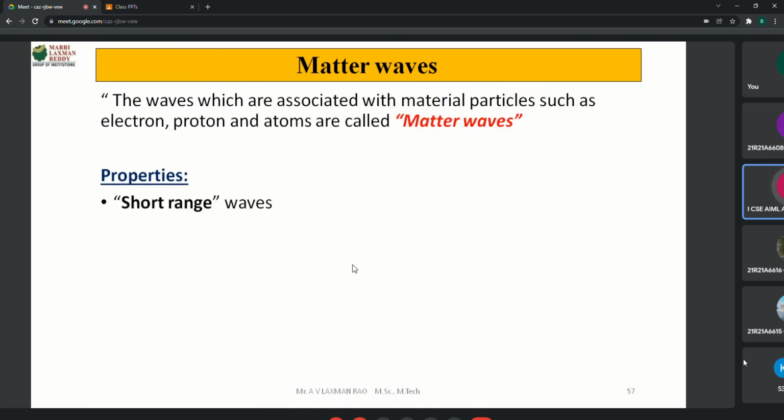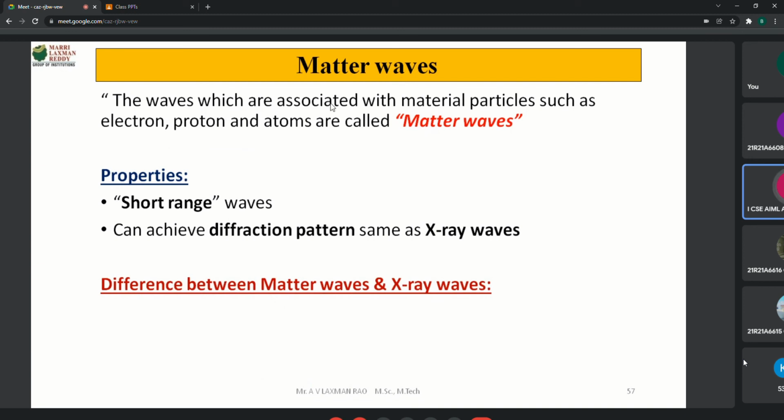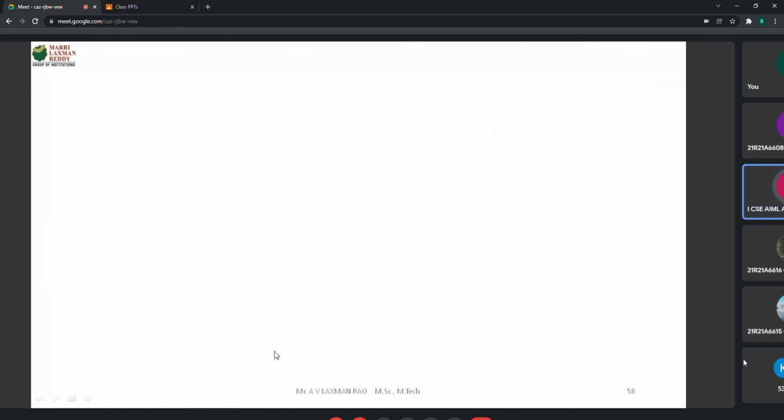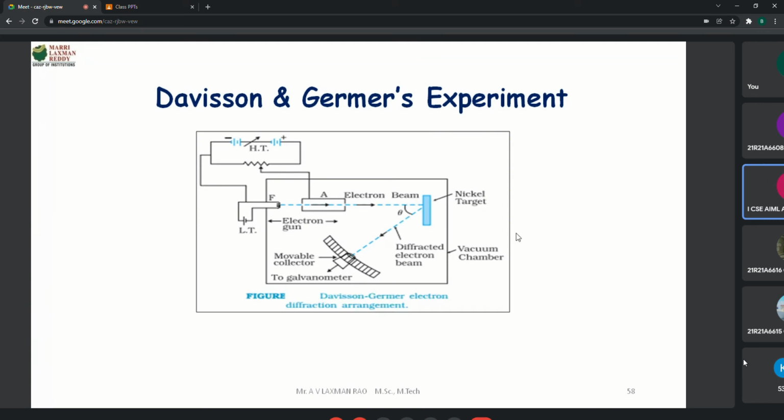As I told you, you have seen matter waves, the definition of matter waves, in the question paper also. When an electron is moving, the wave produced is called a matter wave. Material particles such as electrons, protons and atoms, when in motion, generate waves called matter waves. Properties: short range, they cannot travel long distances, but they will be diffracted. Interference can be expected, like electromagnetic rays. But when you compare X-ray waves with matter waves, matter waves have less penetration depth and a high scattering coefficient. That is very important.